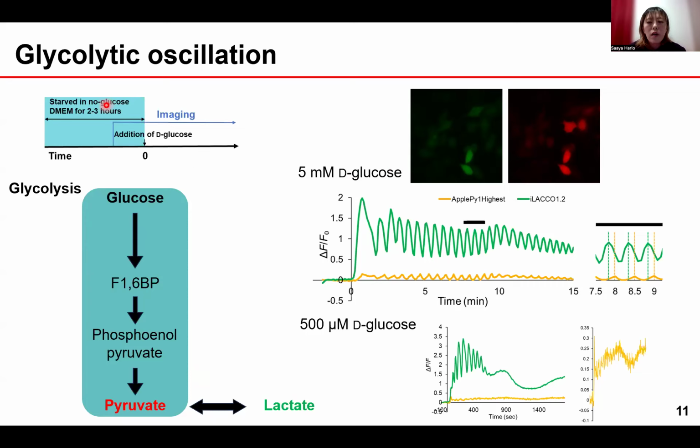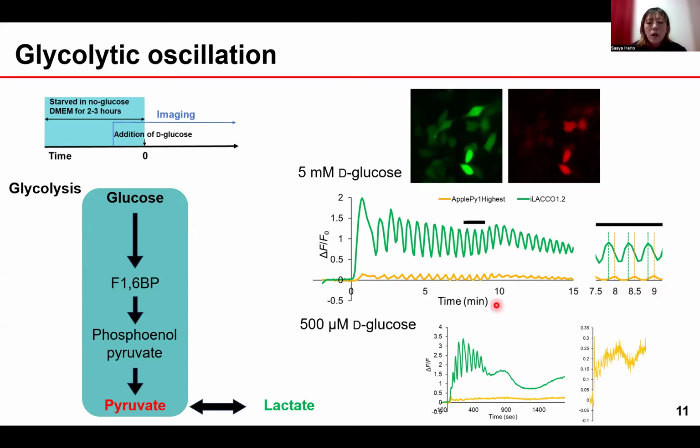So after a few hours of starvation, I added 5 millimolar of D-glucose. I'm showing the video right now, which resulted in oscillations from both lactate and pyruvate biosensors. The amplitude of Apple Pi 1 highest oscillation is much smaller than that of ILACO 1.2, but both oscillated at the same frequency, showing a time lag between their phases.